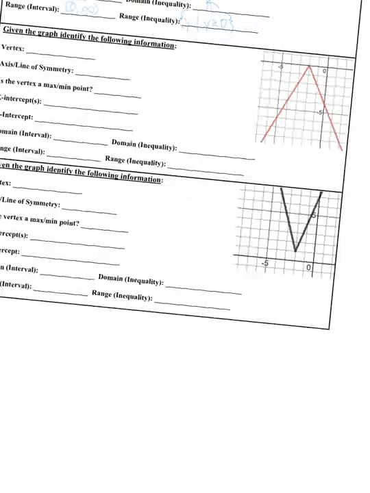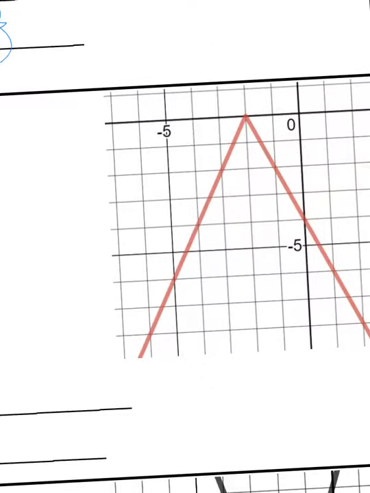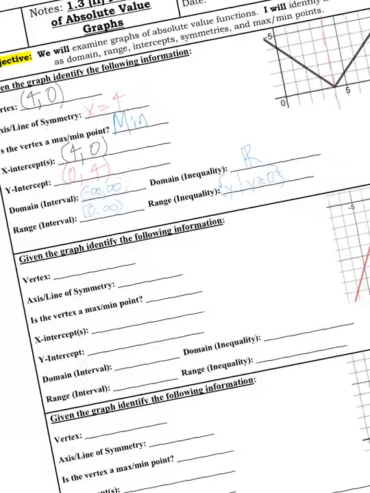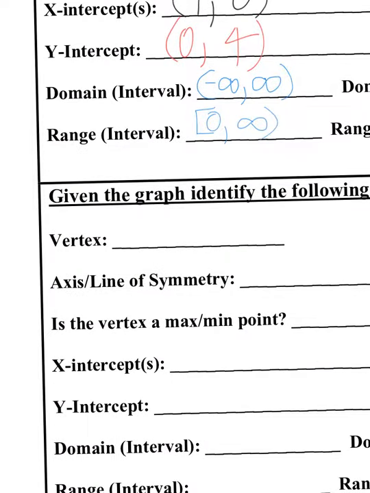Okay, so this next one, where's the vertex at? The vertex is right here. So that's negative 2, comma 0. And so remember what I said about the axis of symmetry. It's just the x-coordinate of the vertex. You just say x equals negative 2.